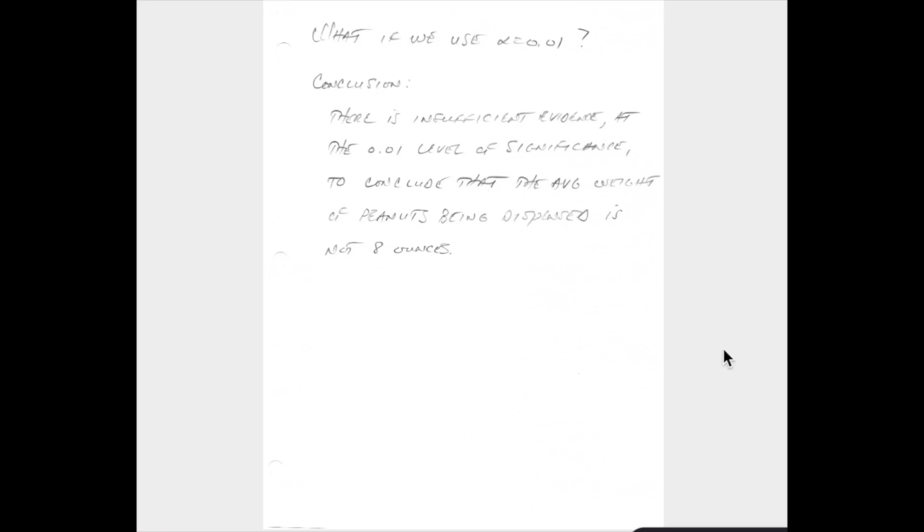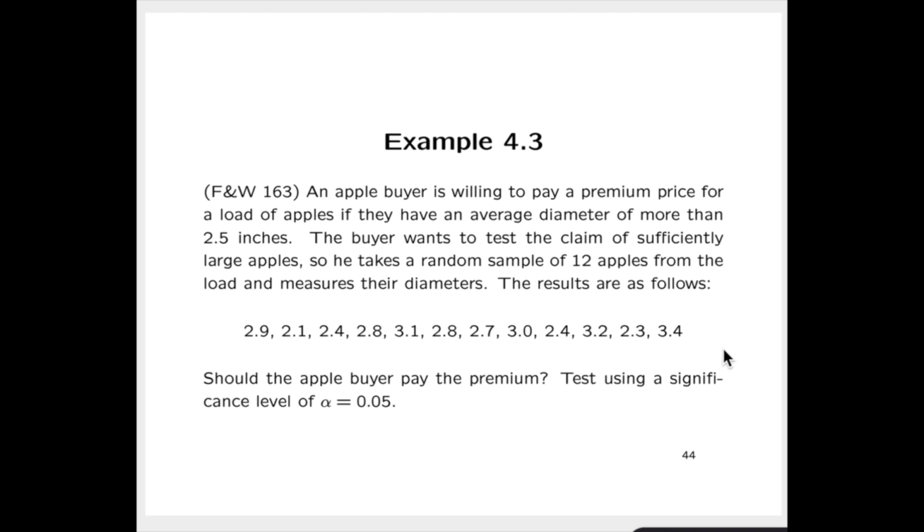All right, well, let's look at one more example here. An apple buyer is willing to pay a premium price for a load of apples if the apples have an average diameter of more than 2.5 inches in that particular load, in that particular shipment.